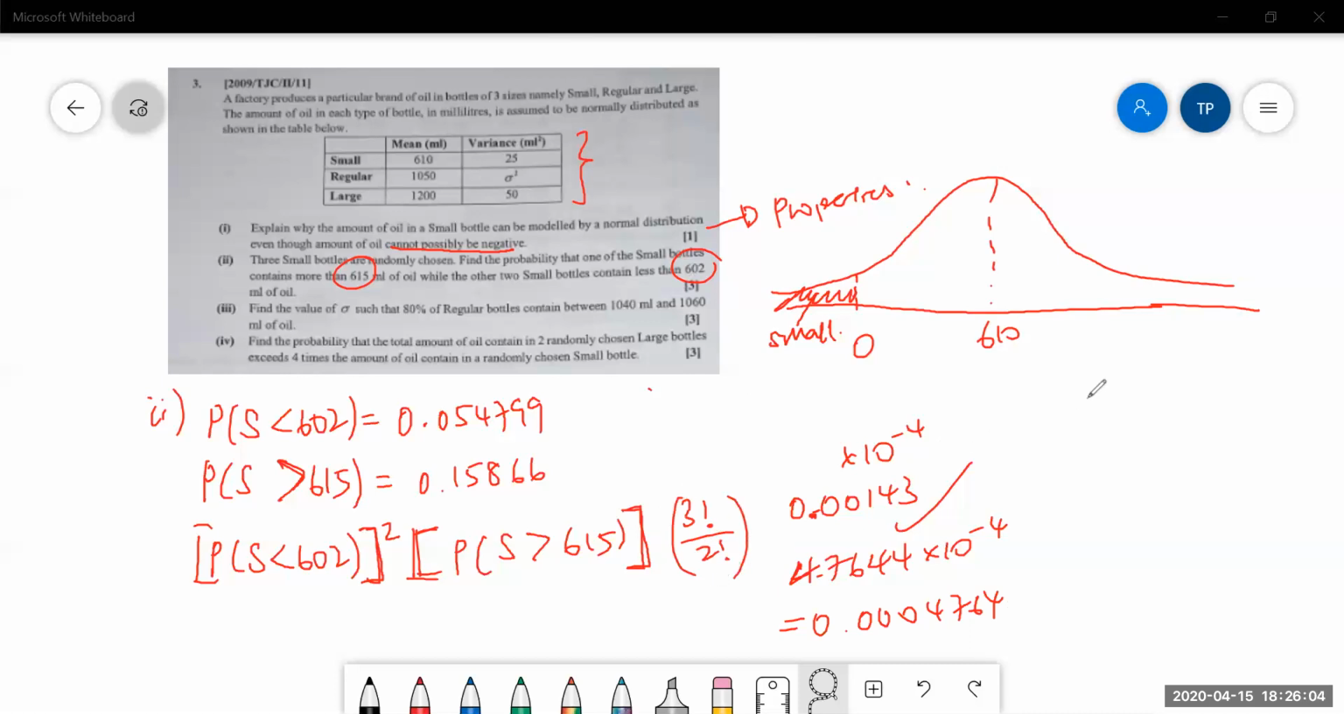Because you have 2 identical, you have 2 lesser than 602, and you have 1 that is greater than 615. So you need to rearrange how you can choose them. So this will be 3 factorial over 2 factorial. You understand? Yes. So if you use this times 3, you should get an answer. Let's try.